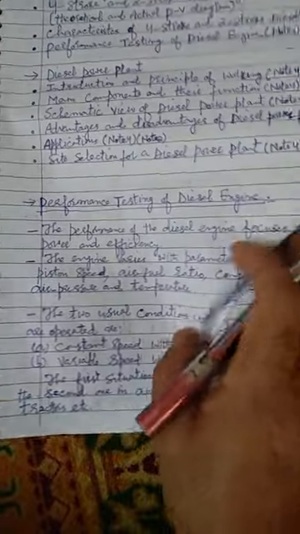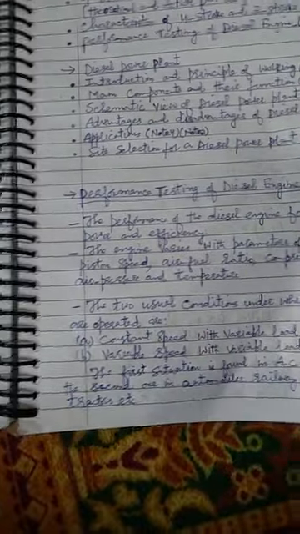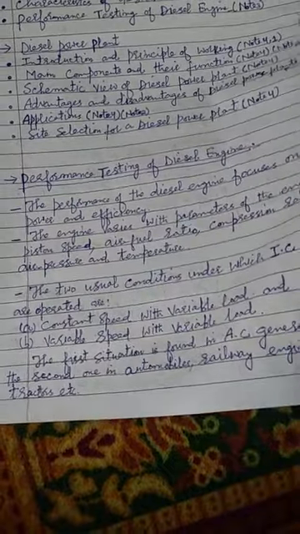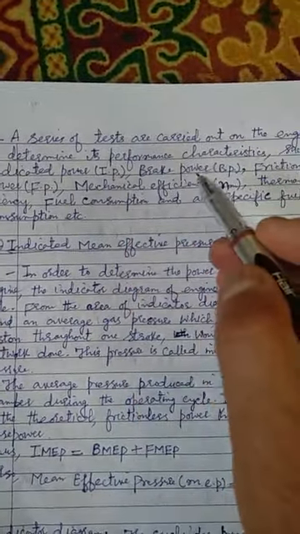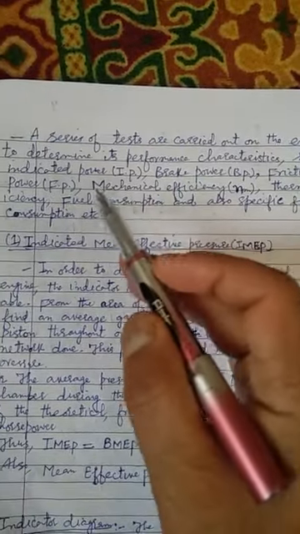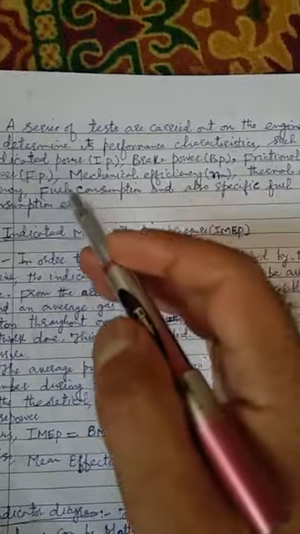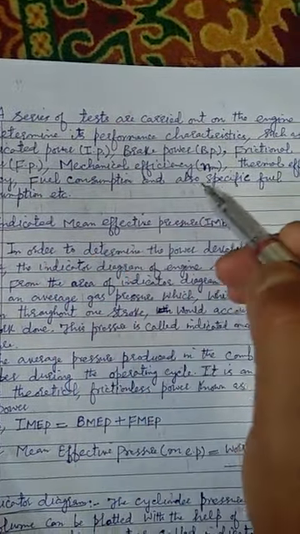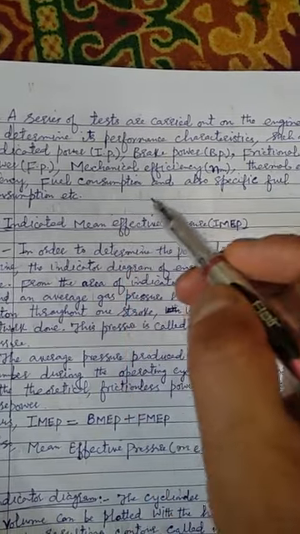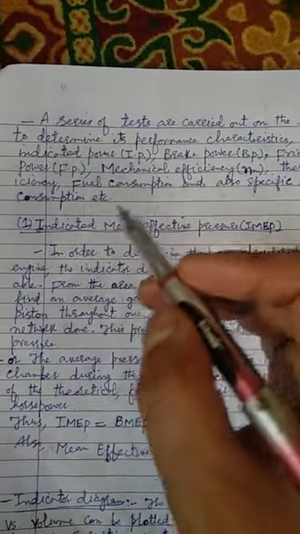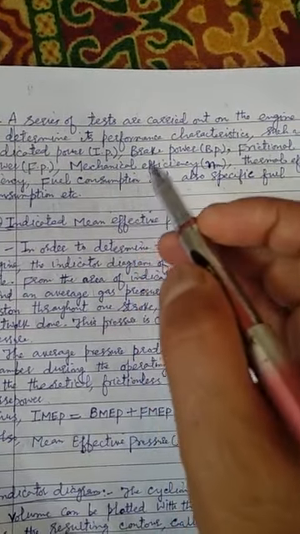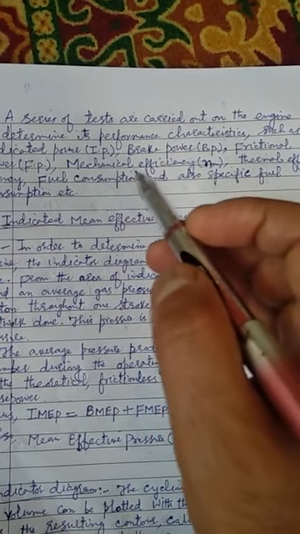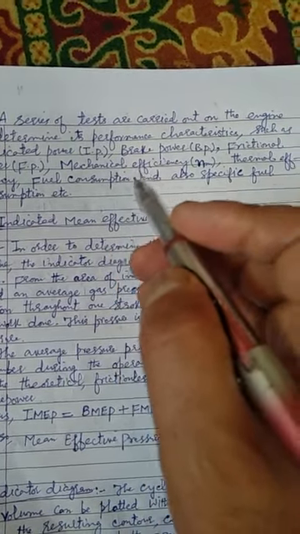Now let us move on to what are the parameters we have to study for checking the performance of any diesel engine. A series of tests are carried out on the engine to determine its performance characteristics, such as indicated horsepower, brake horsepower, frictional power, mechanical efficiency, thermal efficiency, fuel consumption, and also specific fuel consumption, etc. These are the parameters which we have to study, because they are very important for checking the performance of any diesel engine.